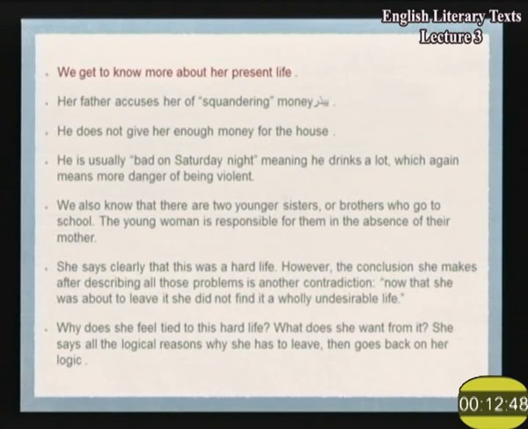We also know that there are two younger sisters or brothers who go to school, and the young woman is responsible for them in the absence of their mother. She says clearly that this was a hard life. However, the conclusion she makes after describing all those problems is another contradiction.